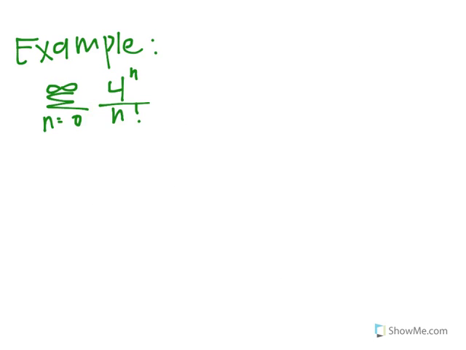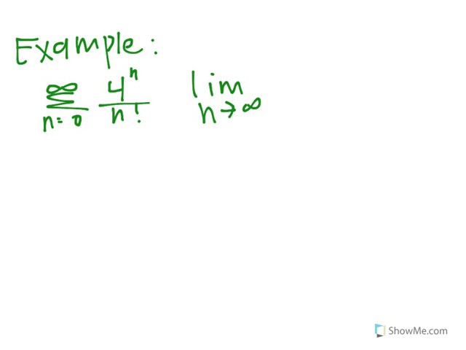So we have the series starting at n equals 0 going to infinity of 4 to the n over n factorial. And since we have both a number to the nth power and an n factorial, we know that we should probably use the ratio test to find whether it converges or diverges. So to do this, we're going to find the limit as n approaches infinity of a sub n plus 1 over a sub n.